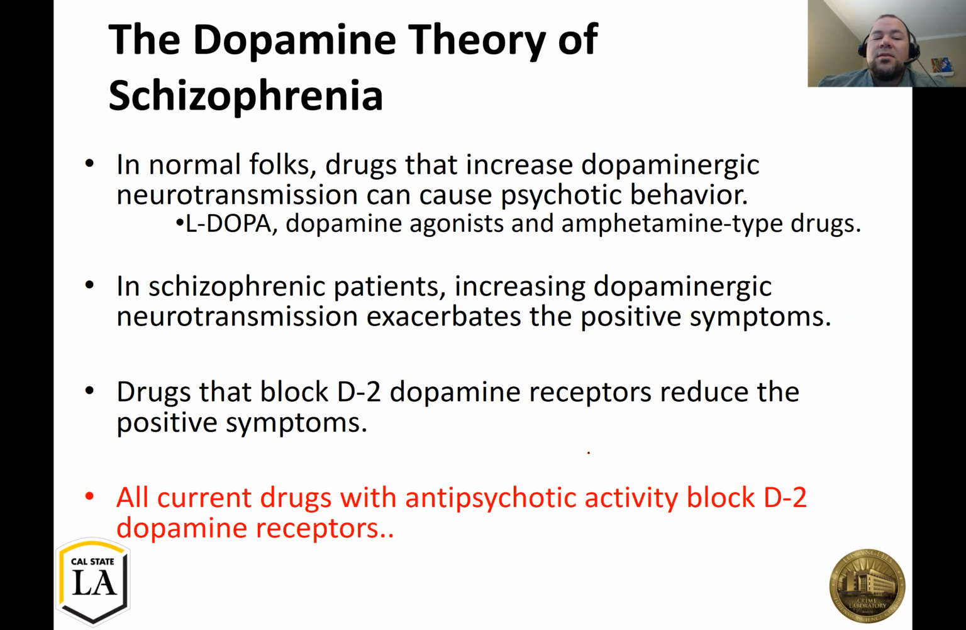So the theory then is dopamine is related to this. So drugs that block the D2 dopamine receptor seem to help at reducing the positive symptoms. So all the current drugs that we'll talk about, they all do that. All current drugs with antipsychotic activity block the D2 dopamine receptor, okay? And it's related to what I just described.